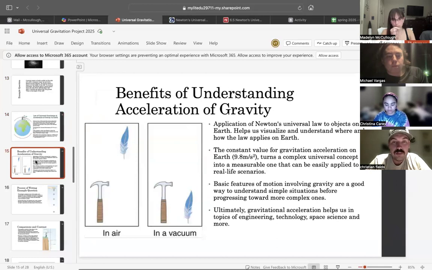4.2 Benefits of understanding acceleration of gravity. We can apply Newton's law to objects on Earth to better visualize and understand the law. Having a value for gravity on Earth gives us a tool to make the law into a measurable concept. We can test gravity on Earth to progress and make sense of more complex concepts. Ultimately, gravitational acceleration helps us in topics of engineering, technology, space science, and more.